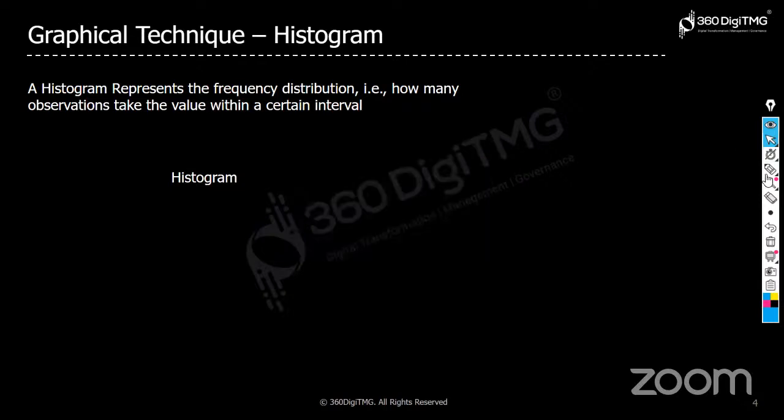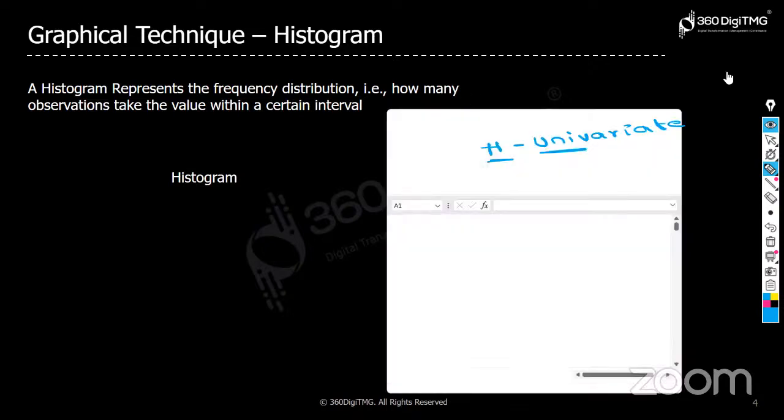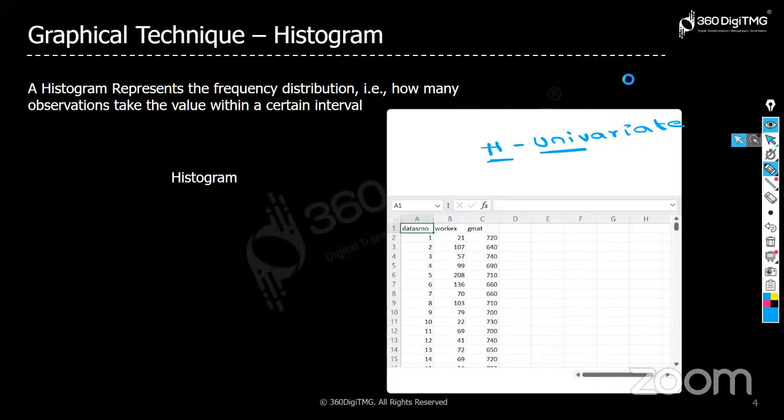Okay, so we are discussing the histogram. Histogram is also another univariate plot. As we talked about, univariate means whichever chart, plot, or visualization we can create using a single variable, those come under univariate plots.